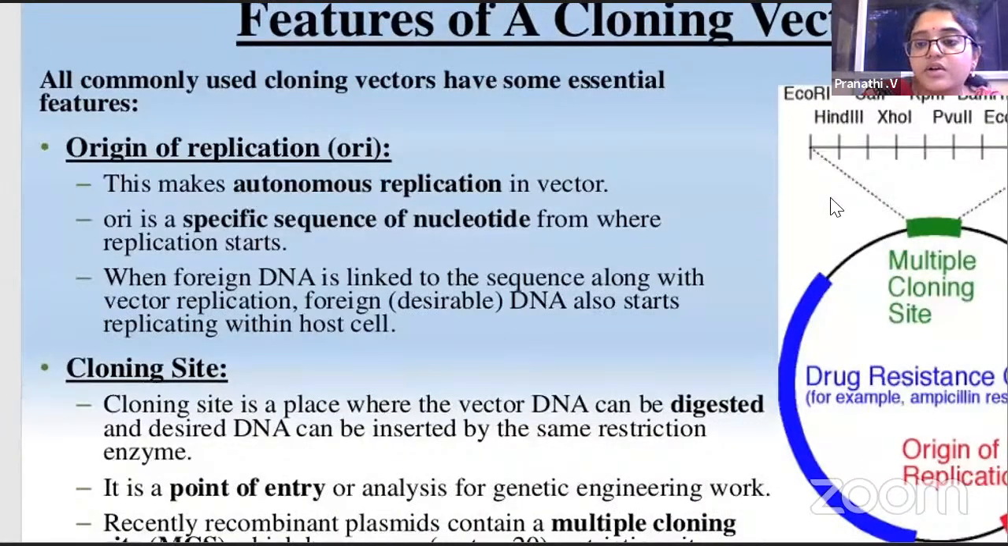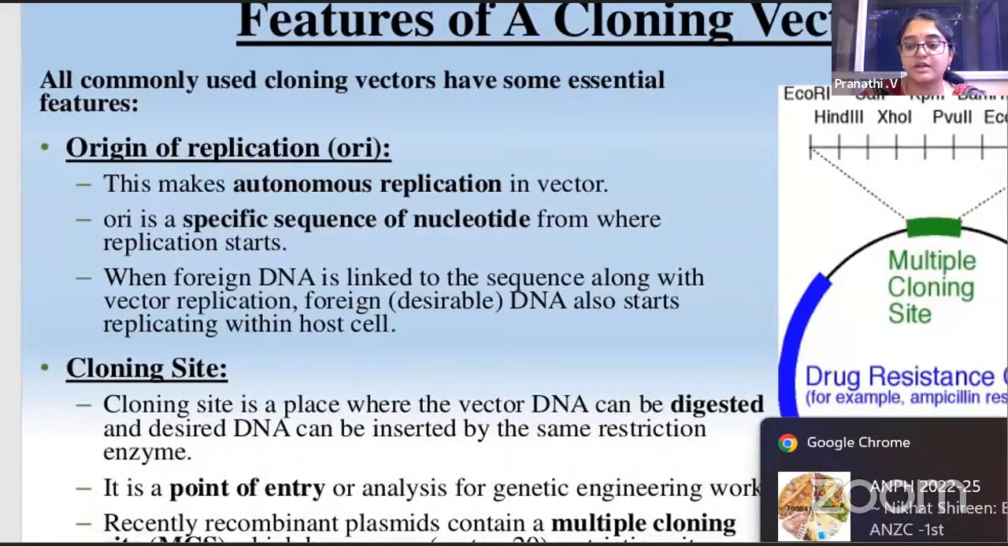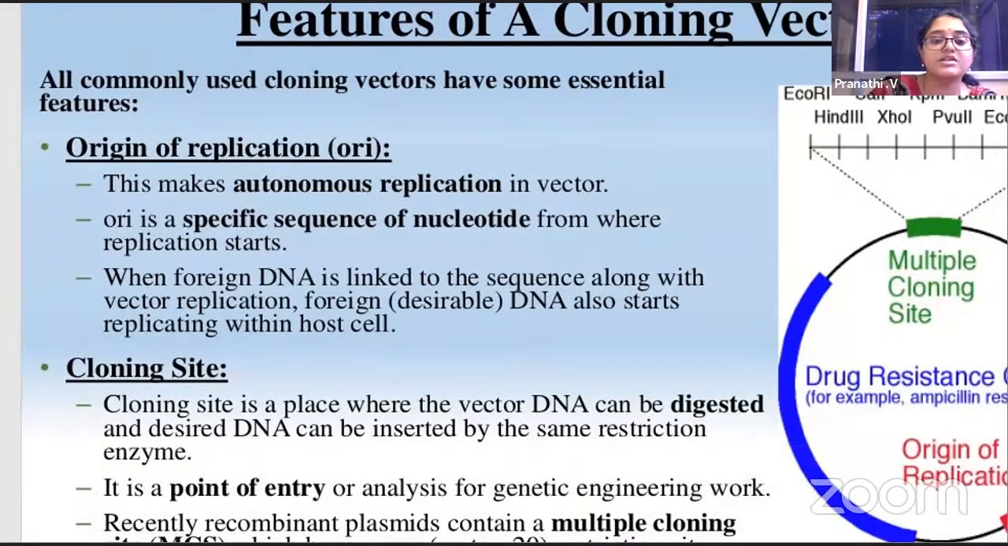So for a cloning vector, you have a multiple cloning site. You have a resistance gene that can be inserted. A DNA origin of replication is given. So you have a poly sequence over here and a specific sequence that is there at the cloning site.